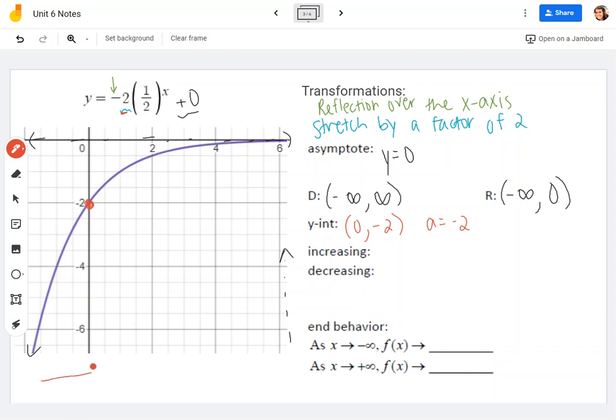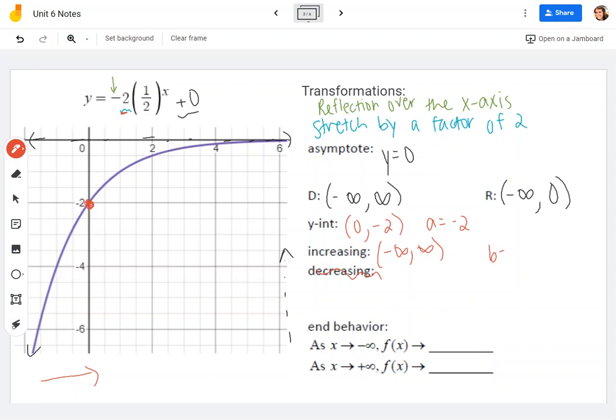If I read from left to right across my graph, I will determine if this is increasing or decreasing. Well, this is increasing because of that reflection over the graph. Even though we're going to see that this is a decay function, this graph is actually increasing from left to right because it's been reflected. So it's increasing over this interval, and there is no interval of decreasing.